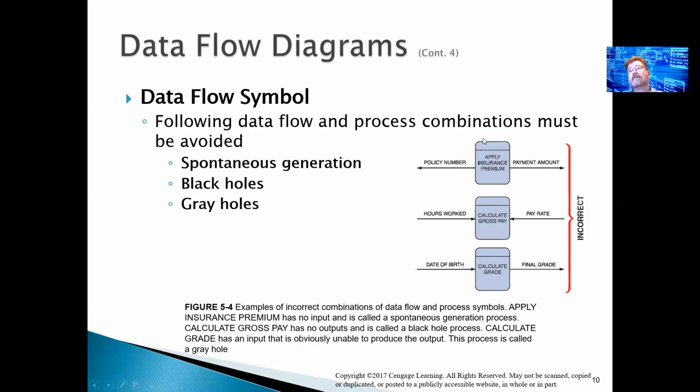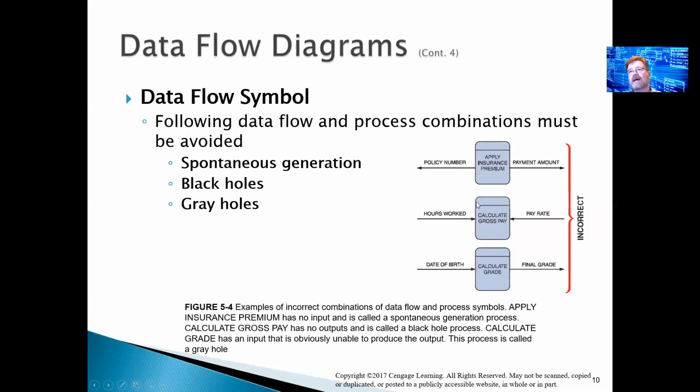So in this case, this guy is producing a flow out of nothing. That's bad. And that's called spontaneous generation. At least that's what the book will call it. Given the holes over here, which I'll talk about in a minute, I would almost want to call it a white hole. But anyway, that's basically spontaneous generation.